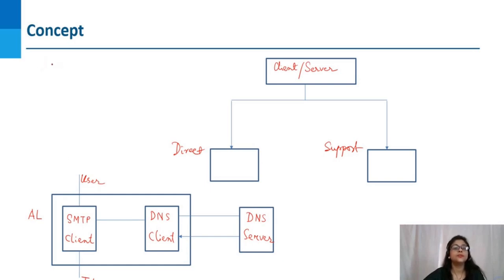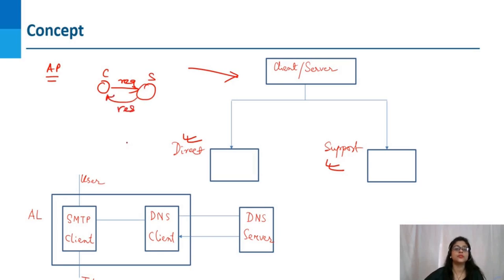In the internet, there are many application programs. Some of the application programs are direct in nature and some are supporting in nature. All these are client-server application programs, meaning there is a client which makes a request and there is a server which gives back the response.